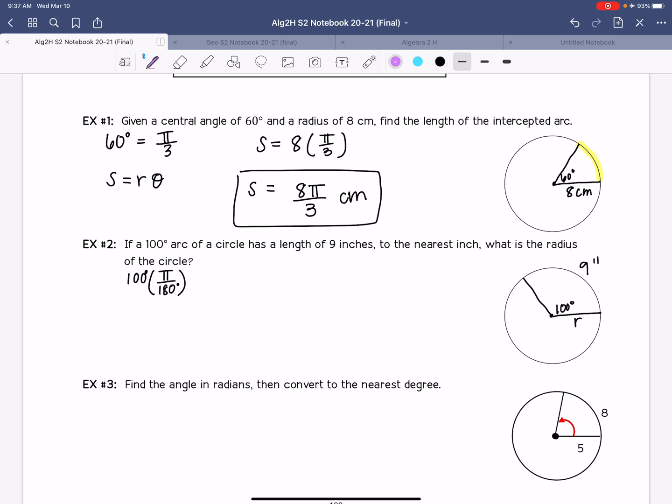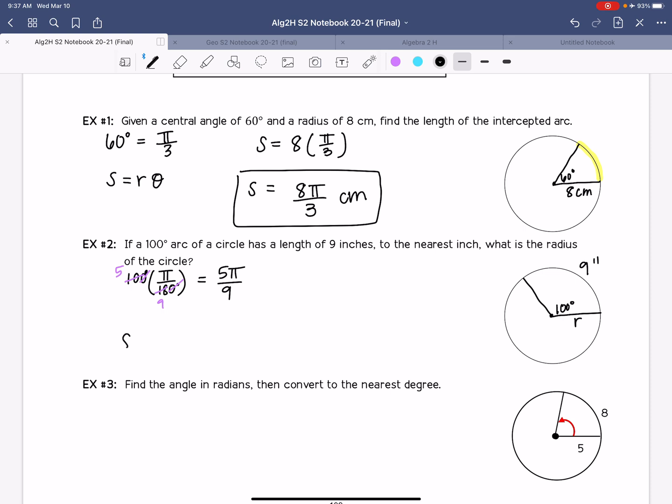Right off the bat, I'll take off a 10 from 100 and a 10 from 180, so I have 10 and 18. We know how to simplify 10 and 18. This gives me 5 and 9. So when this simplifies, I get 5 times pi is 5 pi, and 9 times 1 is just 9. So I get 5 pi over 9. This is 5 pi over 9 in radians.